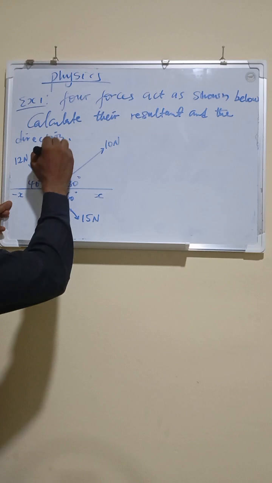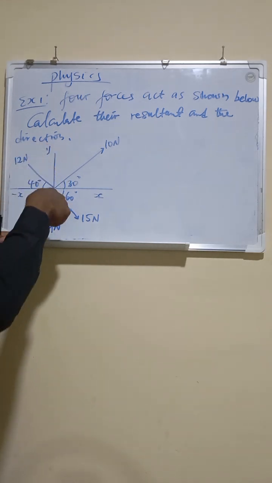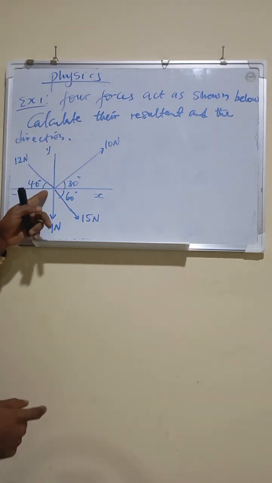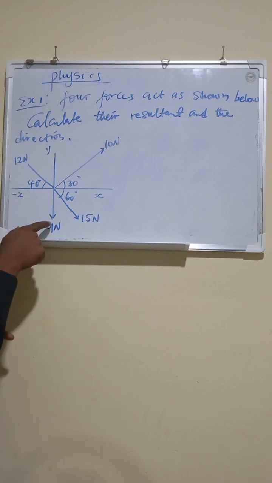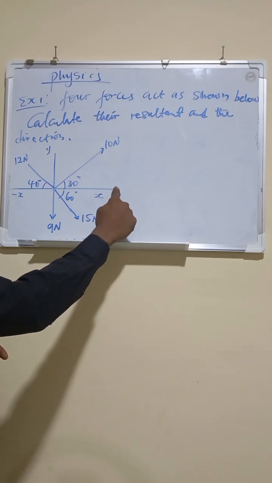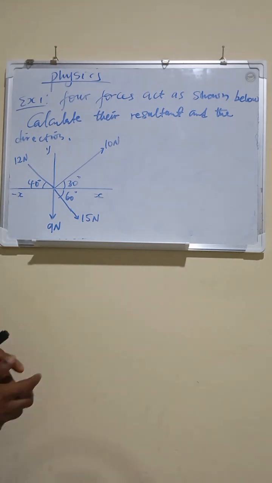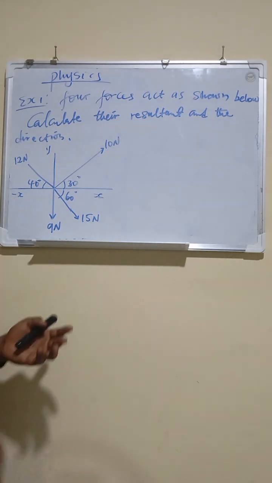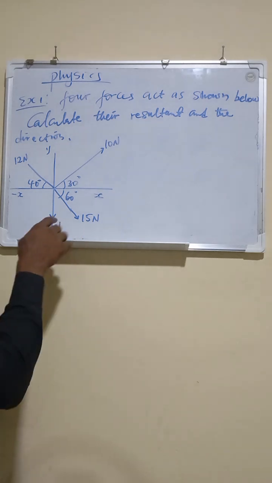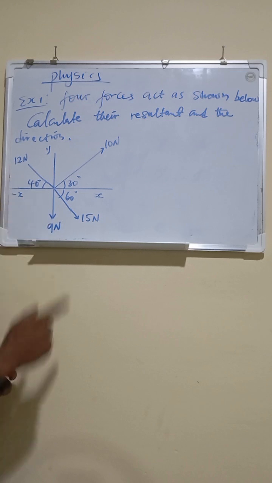Here is x, here is y. Let me put it to complete it. Here now, this force is acting directly on the y axis, so the angle between it is 90 degrees. Whenever you see any force acting here, it is 90. Whenever you see any force acting here, it is 0 degrees, or you can say 180. Cos 180 and cos 0 are still the same thing. So this one is acting at 90. The angle between them is 90 degrees.